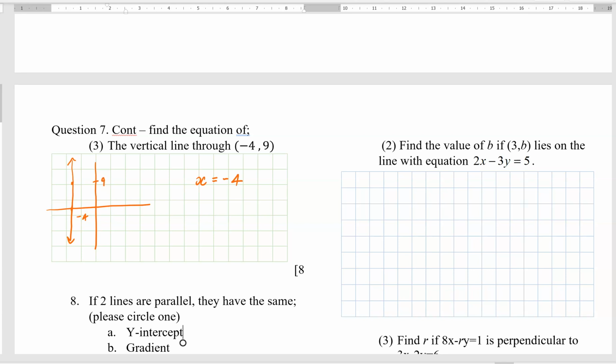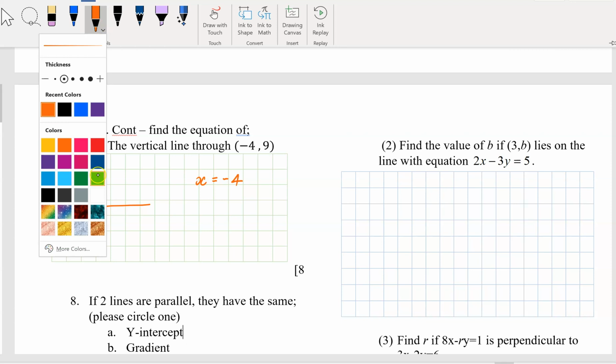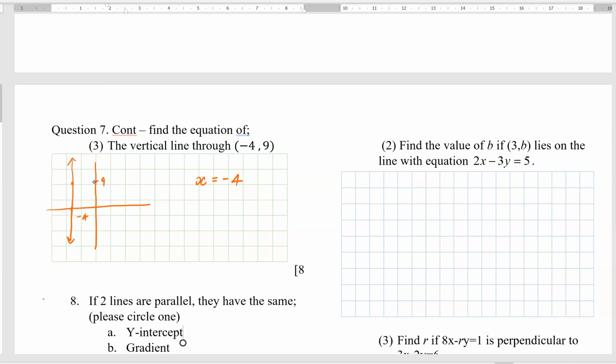If I was asking for the horizontal line through this, okay, so if I was wanting that one, then the horizontal line would be y equals 9. Okay. All right, so that's up to question 7.